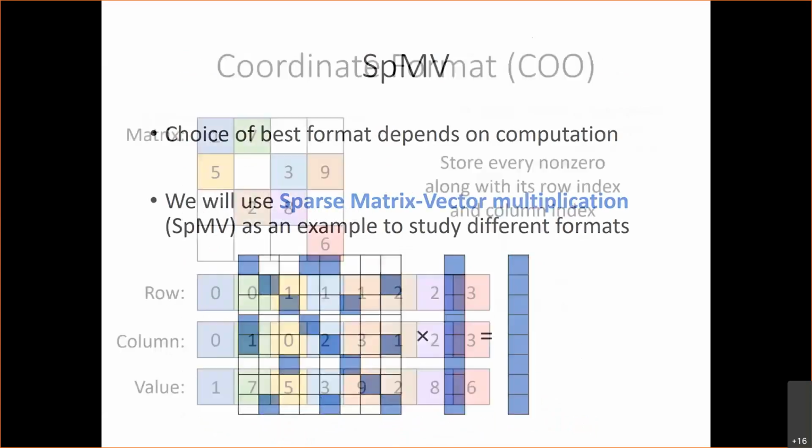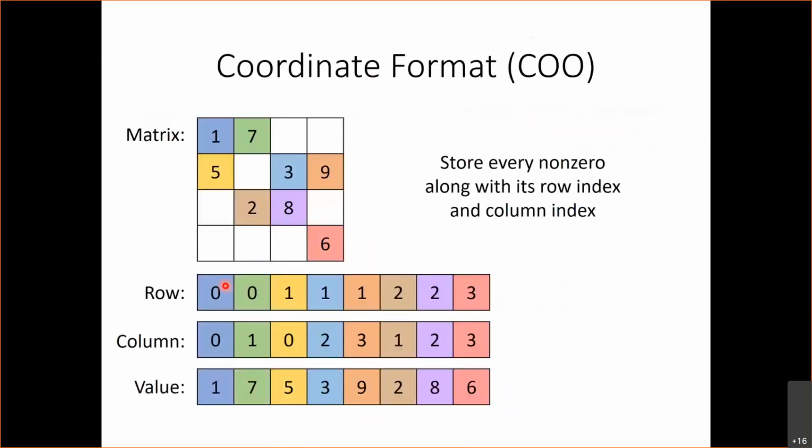So we started with the COO format, and we said that the COO format is a format where we simply store all the values in one array, and we also store the row index and the column index at the corresponding location in two other arrays. So we have an array for the row indices, an array for the column indices, and an array for the values.